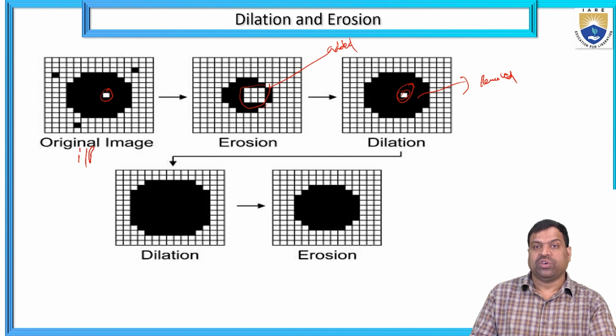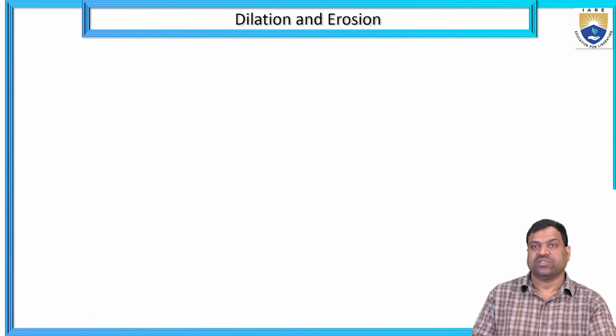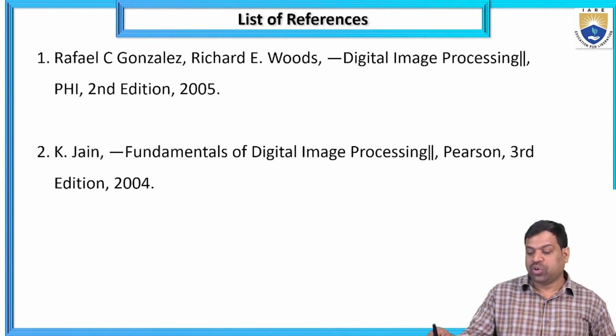Here is a good example of the original image with erosion applied. In figure C, dilation is applied. After that, the dilation is converted to erosion like this. So it is closing and opening morphology with the help of erosion and dilation. Okay, these are about erosion and dilation.